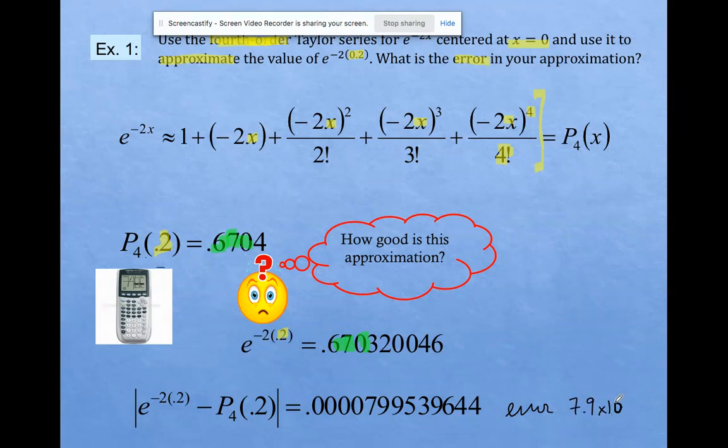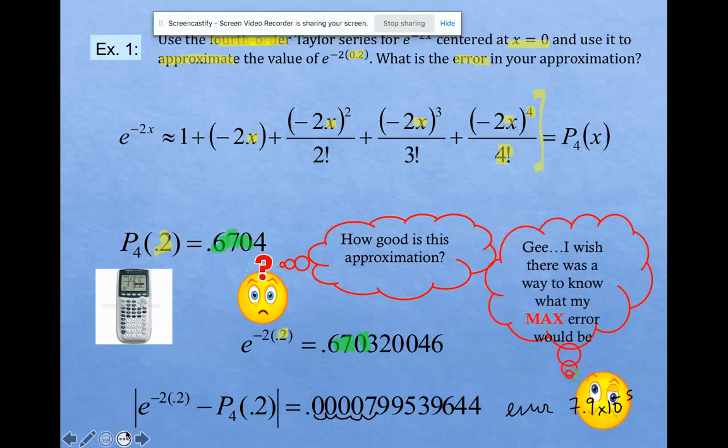7.9 times 10 to the 1, 2, 3, 4, 5. Did I do my scientific notation right? That's pretty good, right? That is acceptable, right? For most things, I would think that is an acceptable margin of error. And all I'm doing is plugging numbers into a fourth degree polynomial. Pretty cool.